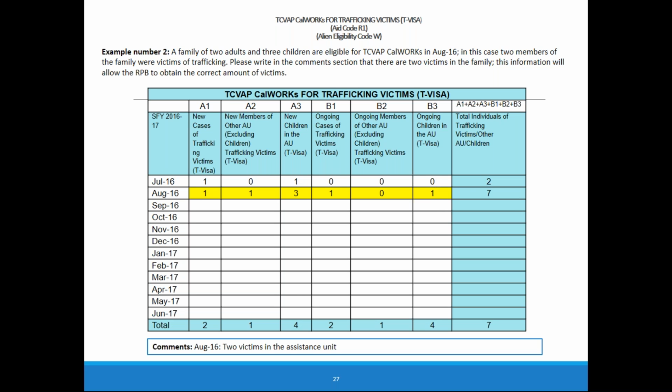And write in the comment section of this form that there are 2 victims in the assistance unit. Notice how the data on column B1, B2, and B3 accumulates after each example. Also note that the number of cases represents the number of victims. And since there are 2 victims in this case, the note that you write in the comment section will allow us to obtain the number of victims for our final report.